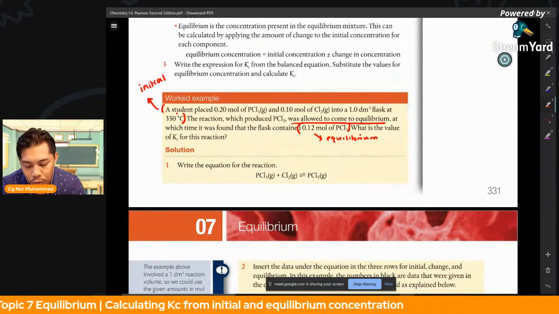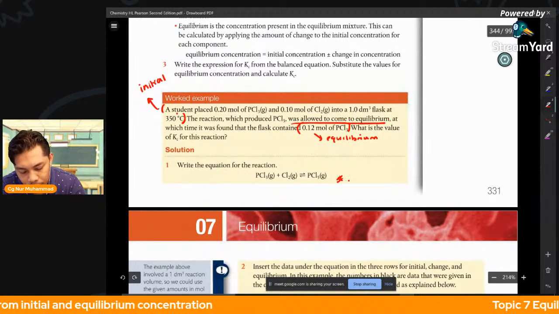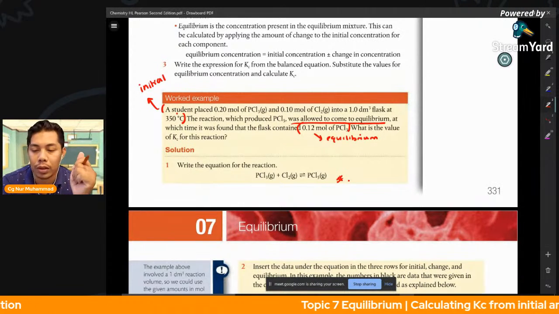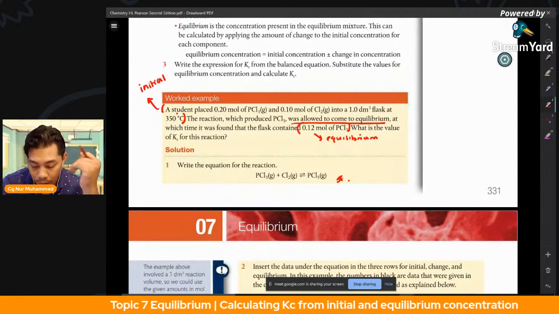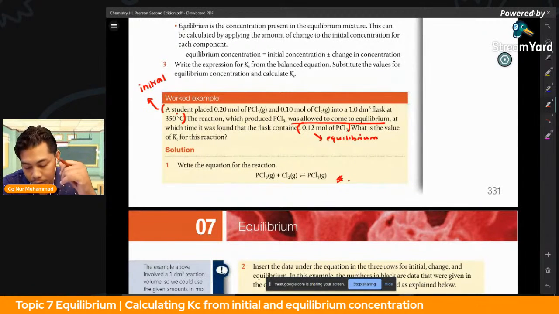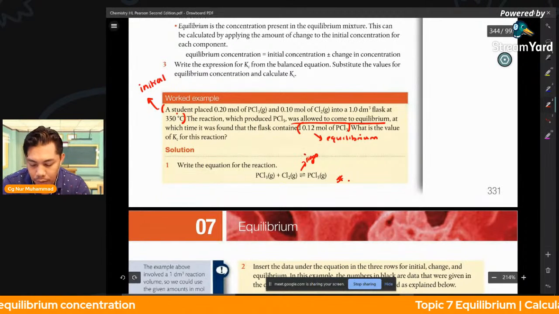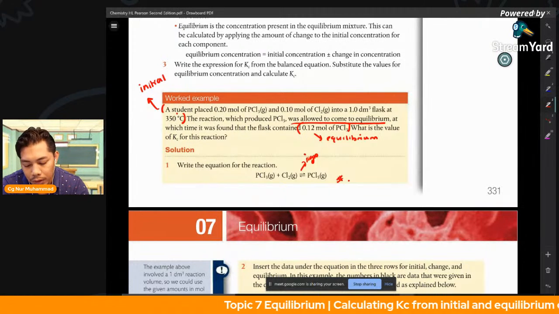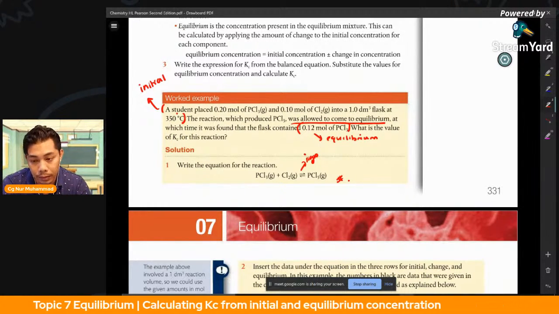So you have to first write the chemical equation, or the question already gives the chemical equation, okay? And then balance the chemical equation. Remember that this is equilibrium, so put the equilibrium sign at sini. Okay, this is equilibrium. Okay, and then you have to calculate the initial concentration for each reactant.